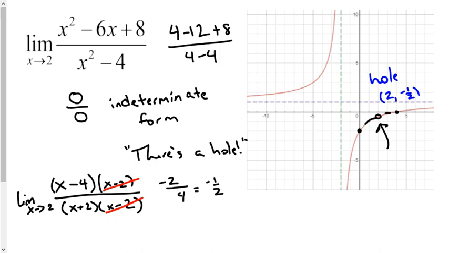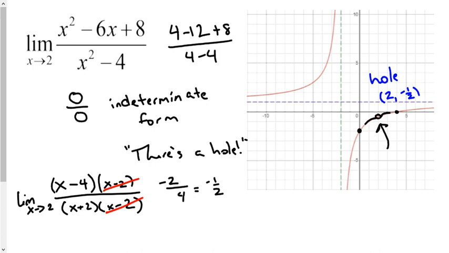You can start to approach this and come at this from the right side and get as close as you want, and even then get a little closer. And you can get as close as you want to negative 1/2. So as we approach 2 from either side, the y value, or the limit, the value of the function, will approach negative 1/2. So 0 over 0, there's a hole.